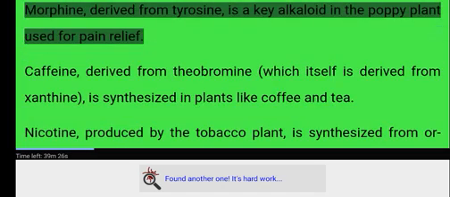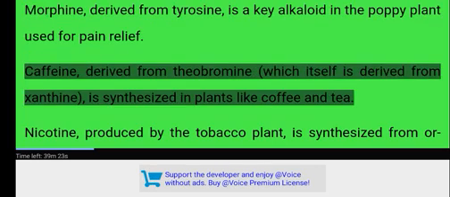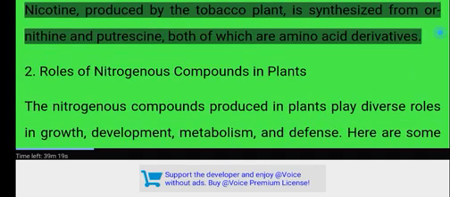Morphine, derived from tyrosine, is a key alkaloid in the poppy plant used for pain relief. Caffeine, derived from theobromine, which itself is derived from xanthine, is synthesized in plants like coffee and tea. Nicotine, produced by the tobacco plant, is synthesized from ornithine and putrescine, both of which are amino acid derivatives.